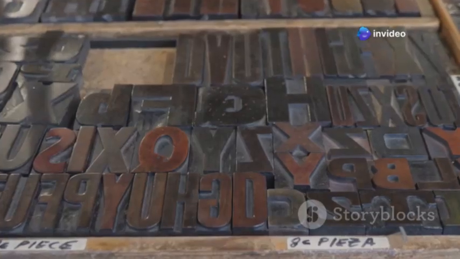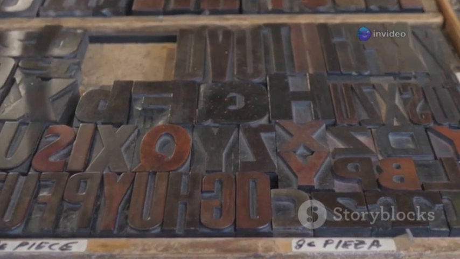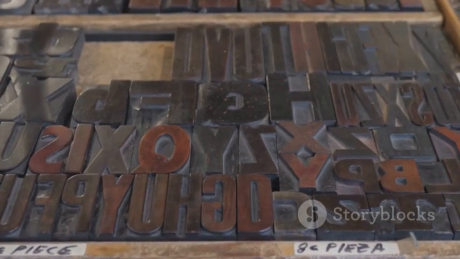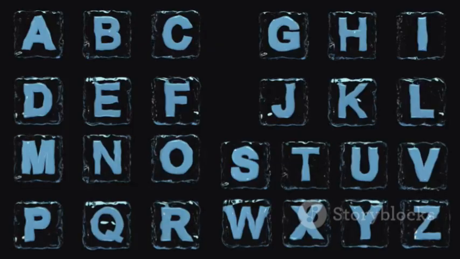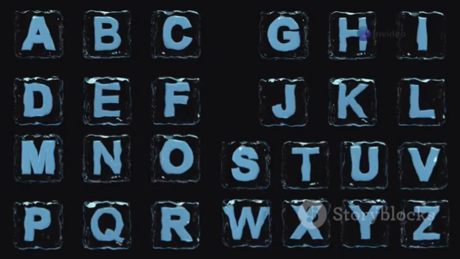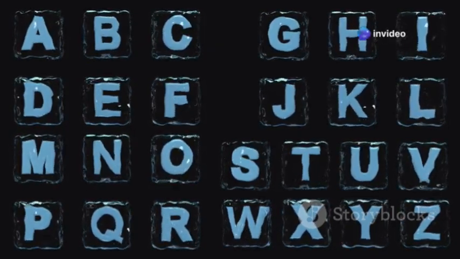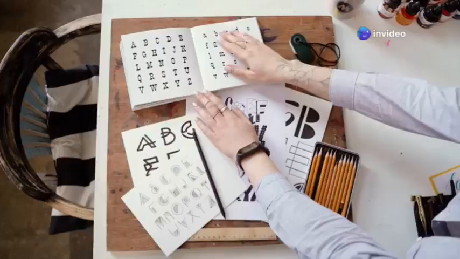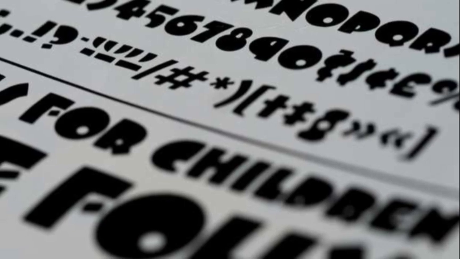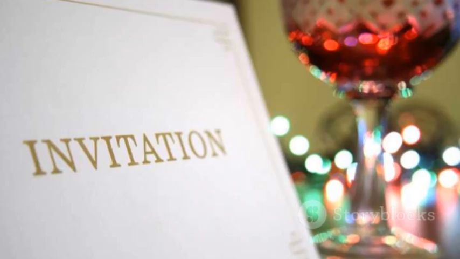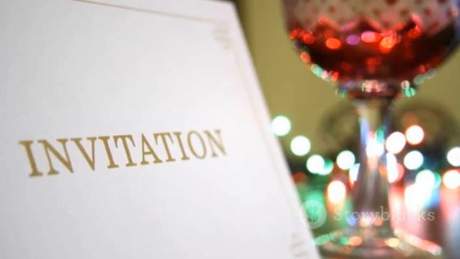A typeface is a family of related letters, numbers, and symbols that all share a common design. It's the overall style or look of the characters. When you talk about names like Helvetica, Times New Roman, or Arial, you're talking about typefaces. Each typeface has a unique personality. Some look modern and clean, like Futura. Others look classic and traditional, like Garamond.